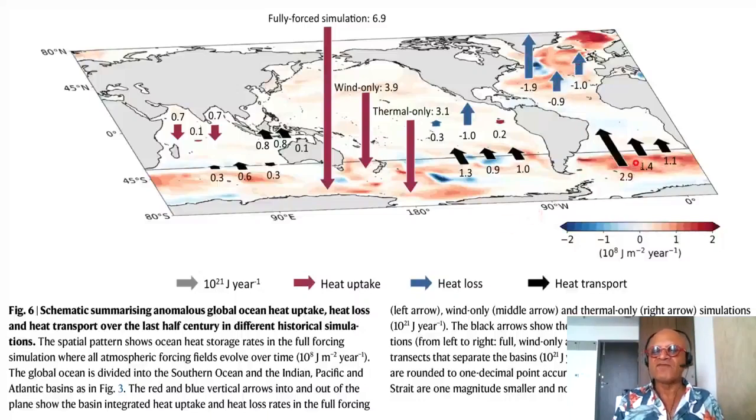Okay, so same for the transports as well, from the Southern Ocean into the Pacific, into the Atlantic, and in and out of the Indian Ocean. The black arrows show the heat transport rates in the same simulations, full, wind only and thermal only forcing, across the transects that separate the basins in units of 10 to the 21 joules per year. So these are all in 10 to the 21 joules per year. The arrows are to scale, and the values are rounded to 1 decimal point accuracy. The transport rates across the Bering Strait are only 1 magnitude smaller than shown.